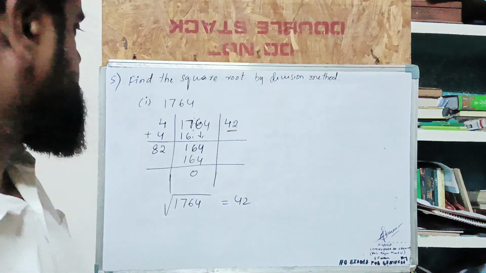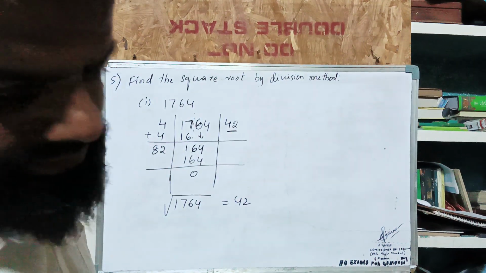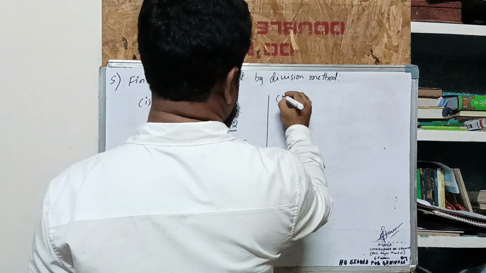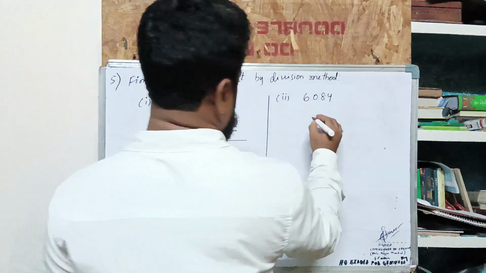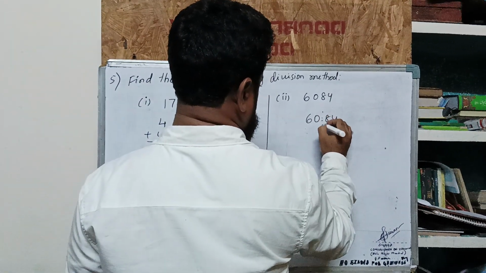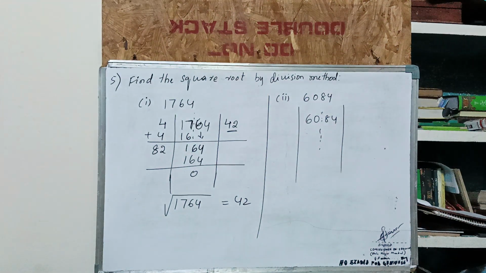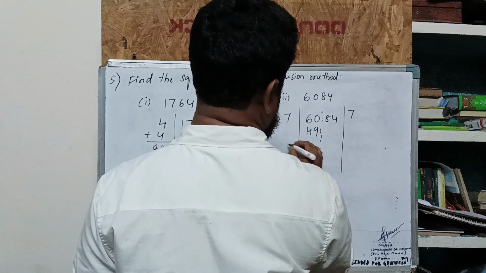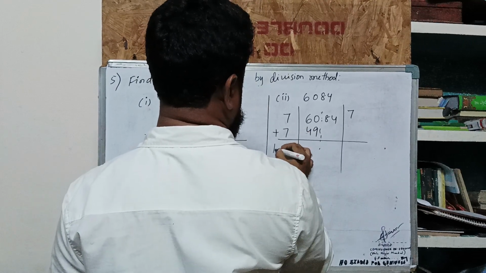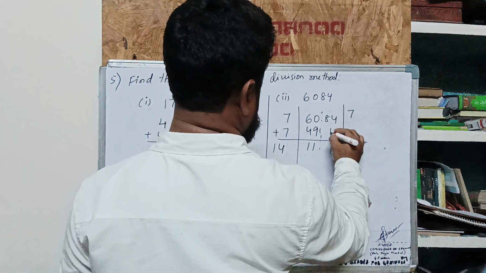Square root of 1764 is 42. Let's go for one more problem, that is 6084. So the second bit is 6084. Now again dividing the given number into two parts. Now the nearest square of 60 is 49. So that will be 7 7s are 49. Then we need to add 7 again. So 7 plus 7 is 14. So 60 minus 49 is 11. As well, we are going to take this 84 down.